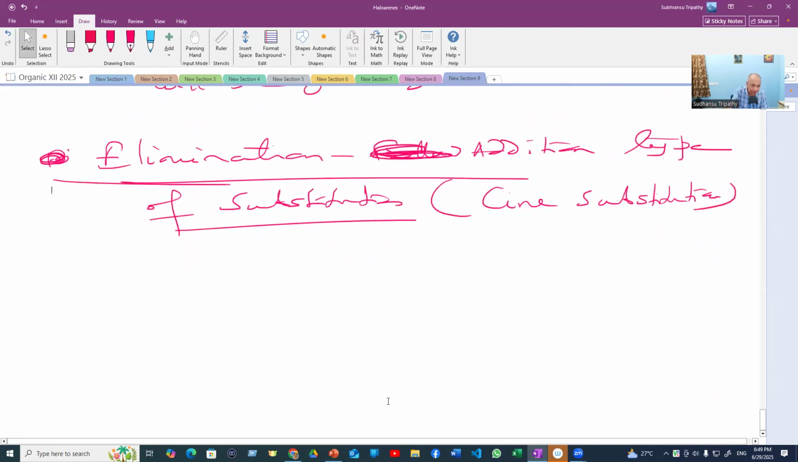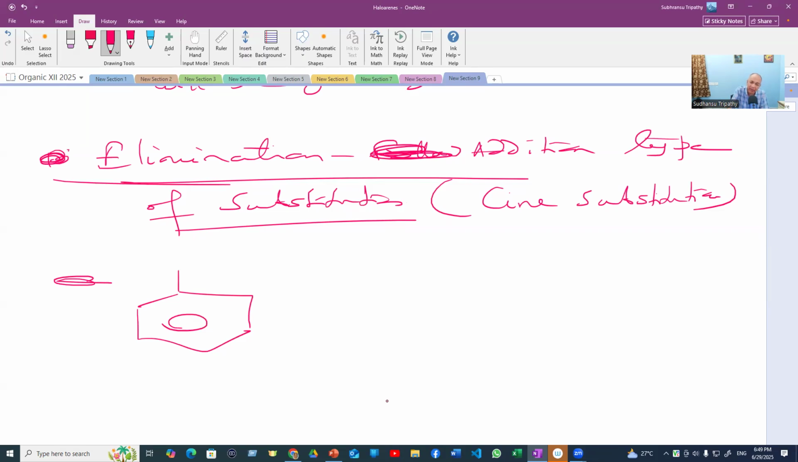And that happens through the benzyne intermediate, a very unstable benzyne intermediate. I'll show you. First, where it happens. It happens in chlorobenzene itself. I'll prove it.